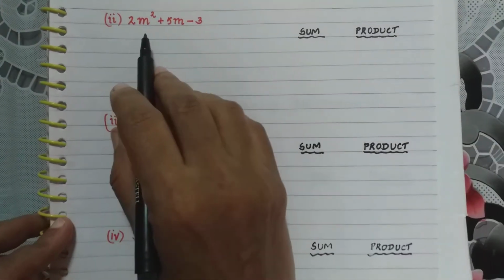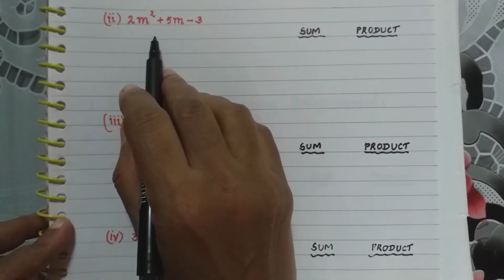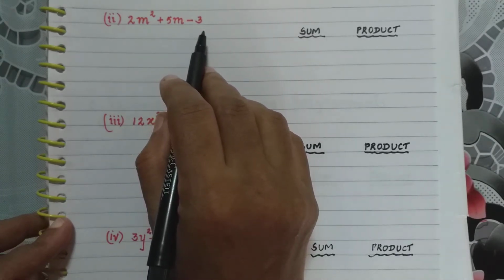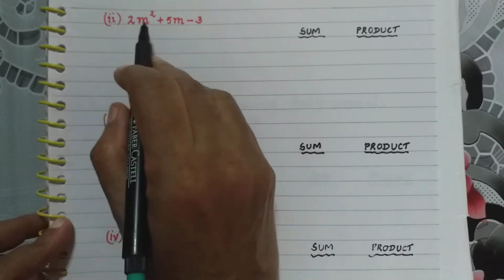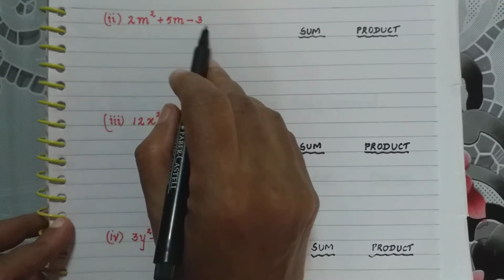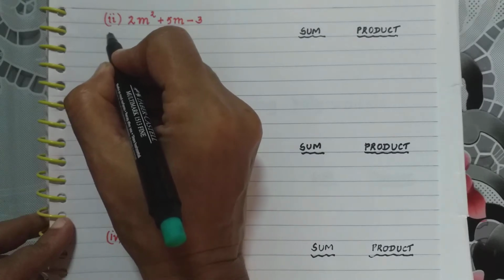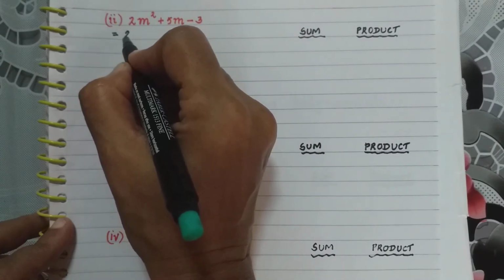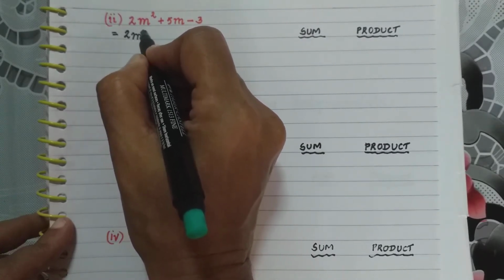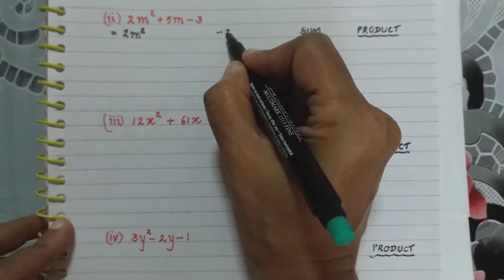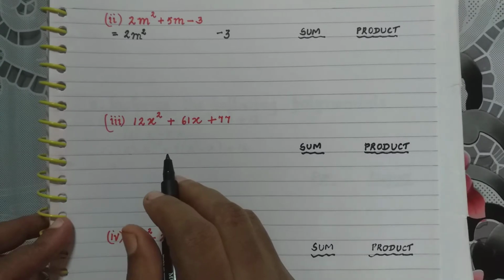Going to the second sub question, we have here 2m square plus 5m minus 3. The first step would be to write the first term and the last term as it is. So let me write now. This is equal to 2m square, that is the first term. Last term also we said we write as it is. So I write minus 3.